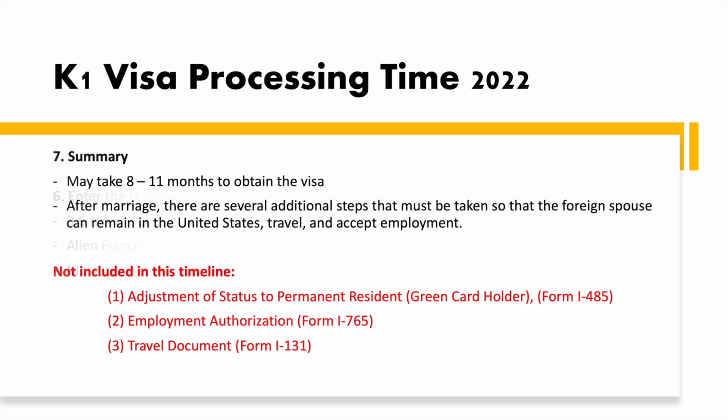To summarize this K1 visa processing time, after filing Form I-129F, petition for alien fiancé, it may take approximately 8 to 11 months to obtain a K1 visa. It may be shorter for some and longer for others. As explained, the K1 processing time can vary based on the agencies that adjudicate the many steps. A poorly prepared I-129F petition will certainly increase this timeline as well. Errors, omissions, and insufficient evidence can result in major delays and even denials.